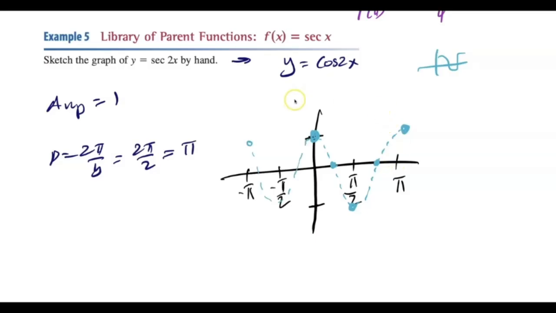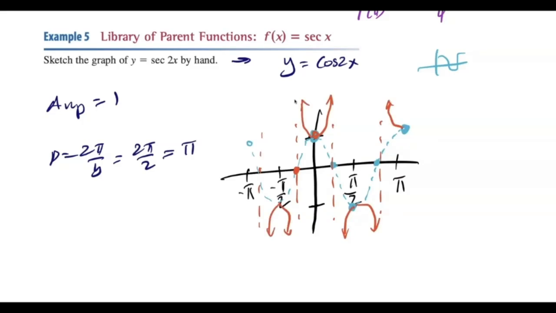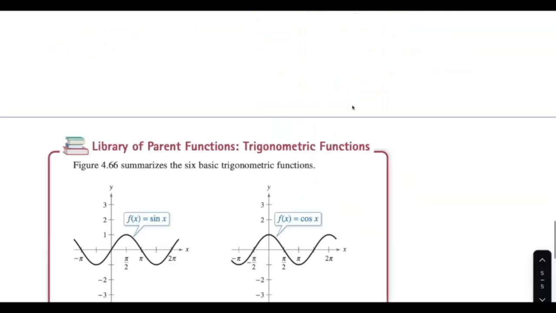Anyway, to make it a secant graph, all we're going to do is add asymptotes at the x-intercepts here, here, here, and here. Then we're going to add parabolas to the min-max points, like this, a little half parabola there, like this, and like this. And that's how you graph the secant graph. Remember, the parabolas are your actual answer. And that's it. That's our trig function.